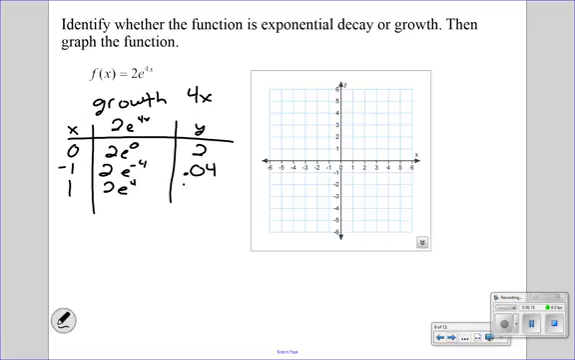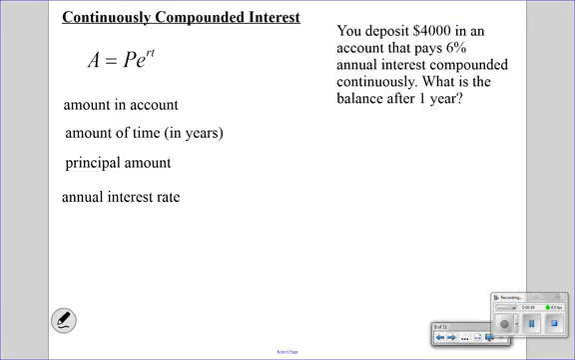2e to the 4th is 109.2. So as we can see, this is going to jump very quickly because our exponent is 4x. So we're just going to graph it based off of that. So negative 1, 0.04, 0, 2, and then 1, 100 is way up there. So we can see that, once again, it's not actually going to touch the x-axis, it's just going to get closer and closer to it, and it's going to continue up the y-axis pretty quickly.